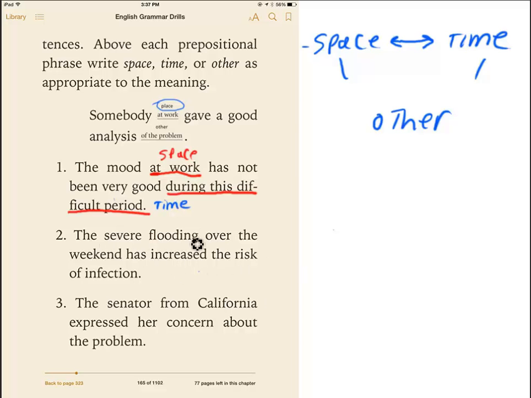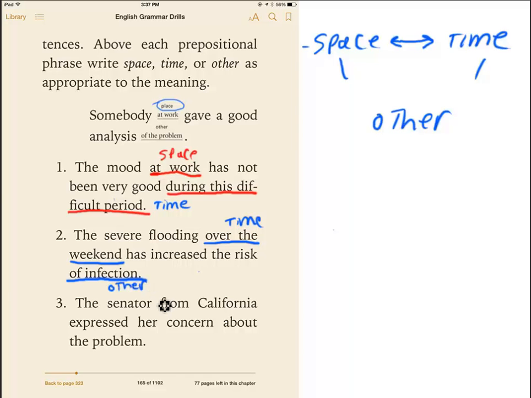The severe flooding over the weekend has increased the risk of infection. The severe flooding over the weekend. Over the weekend tells me when, it gives me the time. So it tells me more about flooding. The severe flooding, which severe flooding? The one that happened over the weekend. So this would be time. Has increased the risk of infection. Of infection is another prepositional phrase, and this would be other. It has nothing to do with space or time, does it?